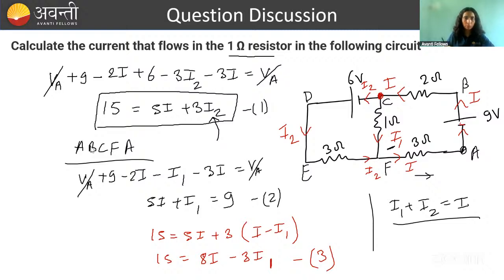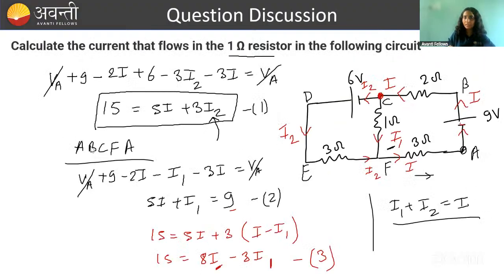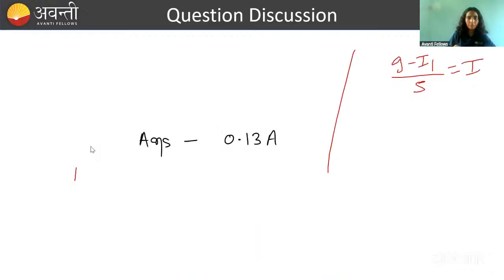One thing I do: I will put the value of I here. What is the value of I from the second equation? The value of I is 9 minus I1 divided by 5. This is equal to I from the second equation. So 15 is equal to 8I minus 3I1. In place of 8I, what will you write? 9 minus I1 by 5. And this is equal to how much?